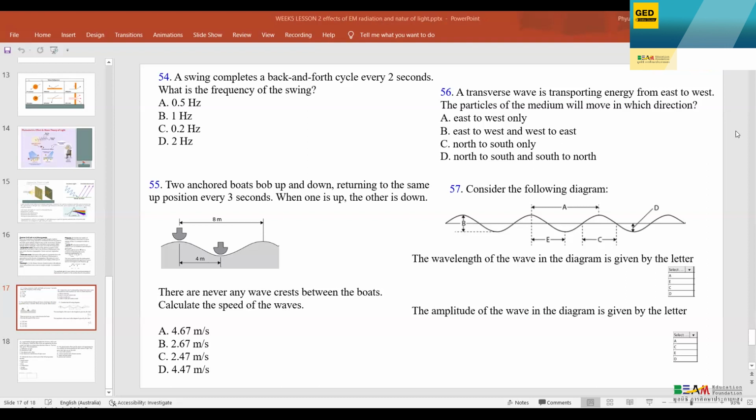Teacher, for question 55, the wavelength is from a point to another point at the same place, so the wavelength is 8 meters. Yes, correct.